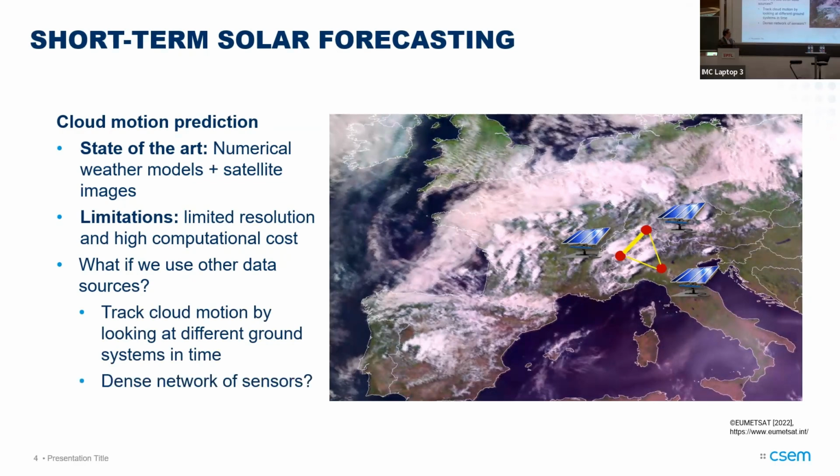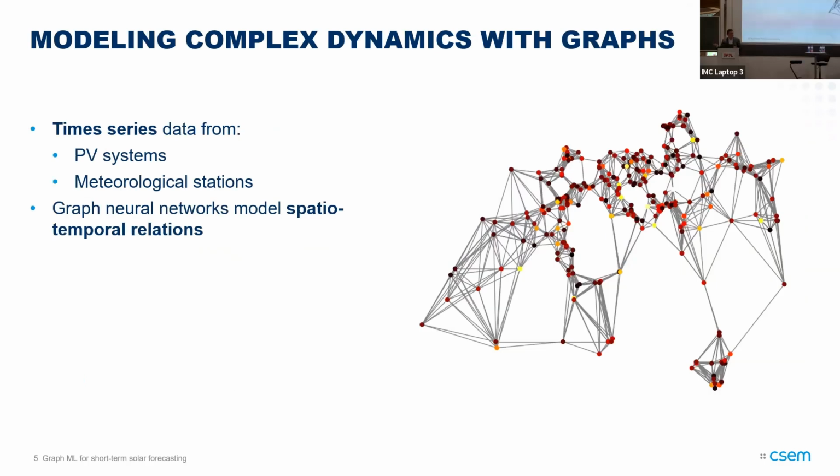But now one question arises: what if we have more sensors? What if we actually have a dense network of sensors? How can we process all this information? And this is, as you guessed, where neural networks, or graph neural networks, come in.